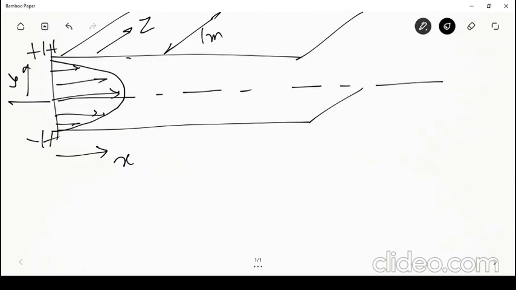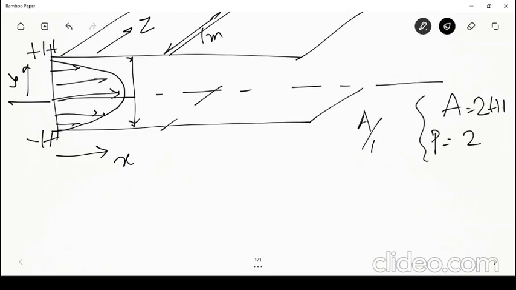So the cross sectional area for the flow would be 2h, which is the distance between these two plates, multiplied by 1 meter. So the cross sectional area would be 2h multiplied by 1, and the perimeter for this flow will be only on this side and this side, 1 meter each, so P would be 2 meters. So whenever I calculate area by perimeter, it will be h. Okay, so that is the thing that we'll be looking at for this plate.